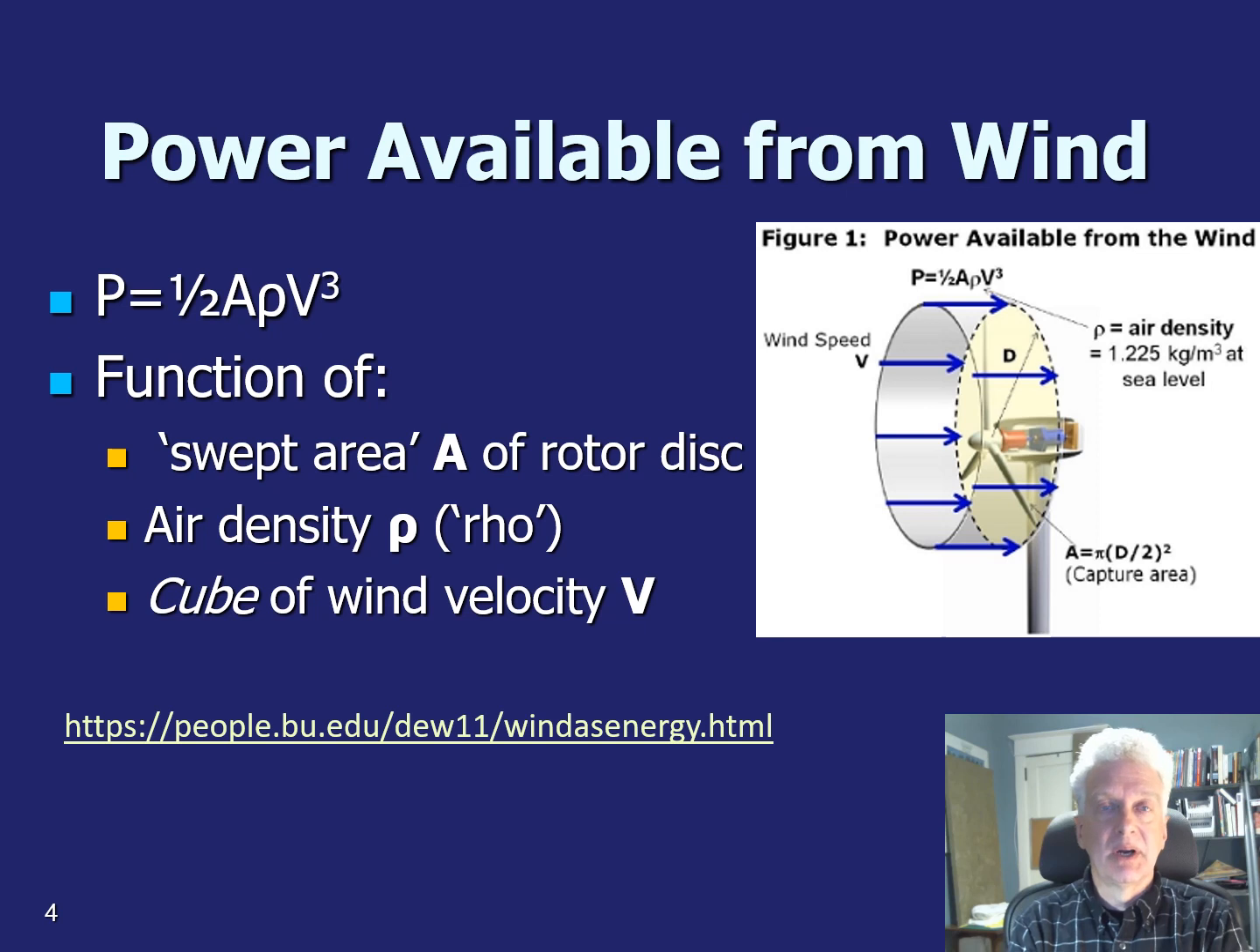The swept area of the rotor is A, that's the formula for the area of a circle, and the air density rho is just a property of the current weather conditions. So colder air is denser, for example. And because it's the cube of the velocity, that's a really, really important factor, that a little bit more wind can get you a lot more power.